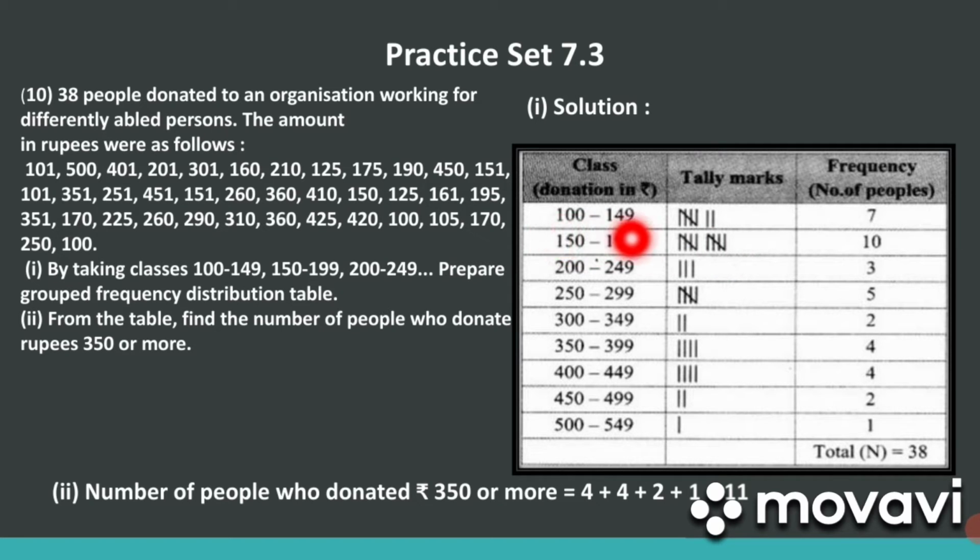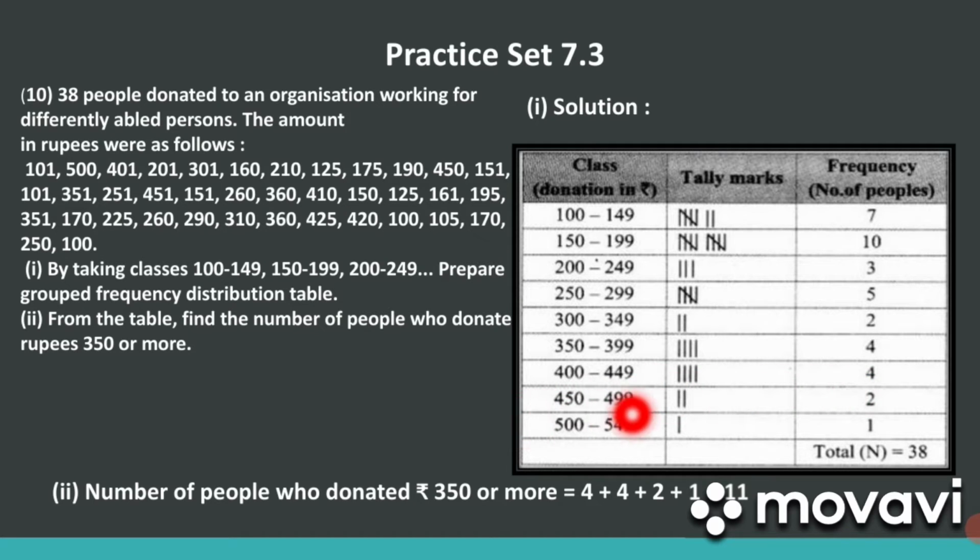Therefore, for 100 to 149, the frequency, that is the number of people, is 7. For 150 to 199, the frequency is 10. For 200 to 249, the frequency is 3. For 250 to 299, the frequency is 5. For 300 to 349, the frequency is 2. For 350 to 399, the frequency is 4. For 400 to 449, the frequency is 4.